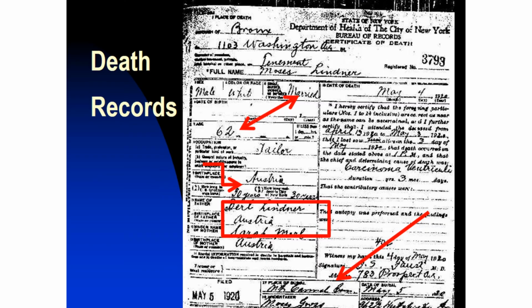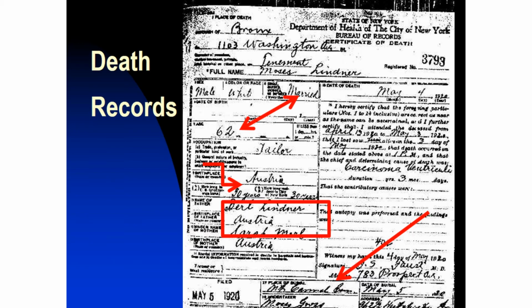This is a death record showing the fact that Moses Linda was married at 60, and he's 62 when he died. He was born in Austria. He was in the United States for 20 years, very important if you're looking for the immigration records, and who his parents were, and also very important, where was he buried? Because it is the tombstone that will give us the Hebrew names, and sometimes they're very important because that's the names they came here with.